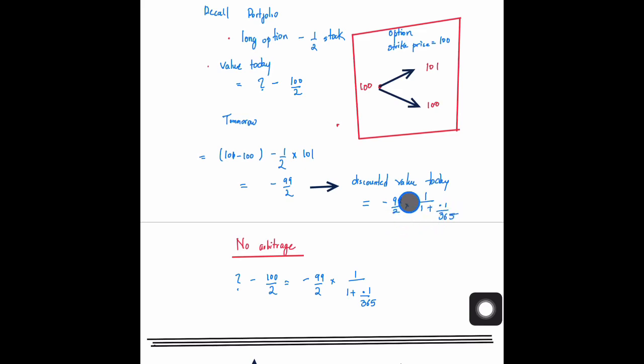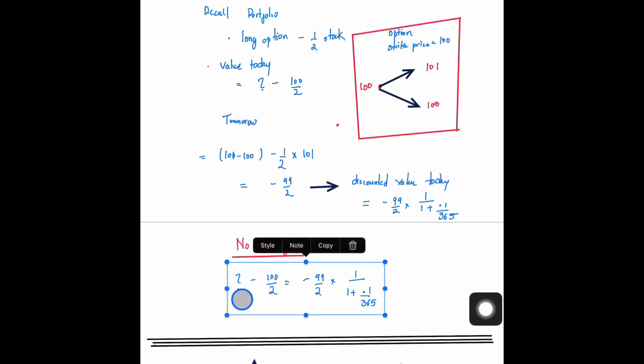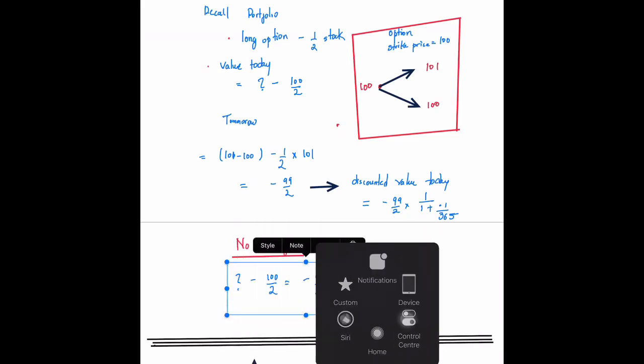Because this is the value tomorrow, we have to consider what will be its value today in terms of rupees, in order to consider the interest rates, the miracle of the interest rates. So it is minus 99 by 2 times 1 divided by this factor. Now in case you want to make no arbitrage profits, you should basically have that the value of this particular portfolio today is the value of the portfolio tomorrow, discounted by the interest rates. You solve for the option value.